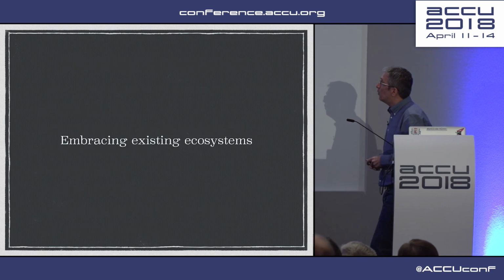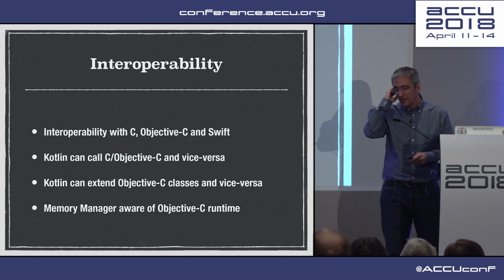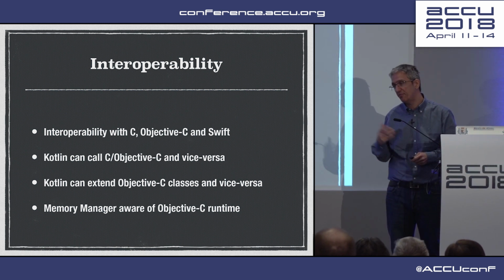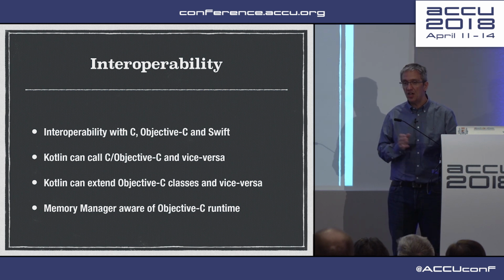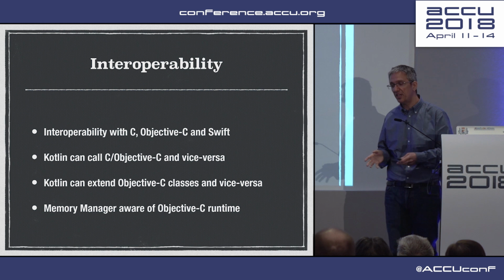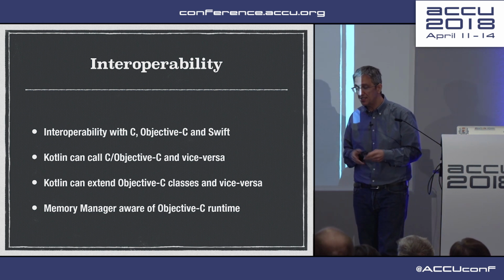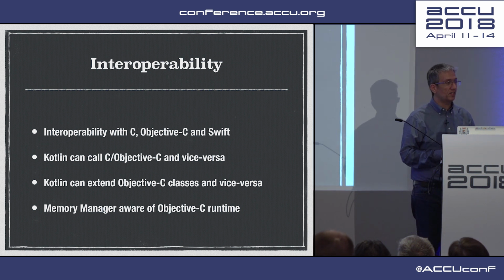Now, what about embracing ecosystems? As I said, it is interoperable with C, Objective-C, and Swift by association. That means that Kotlin can call C, it can call Objective-C, and vice versa. Kotlin can extend Objective-C classes, and vice versa. And the memory manager is aware of the Objective-C runtime.